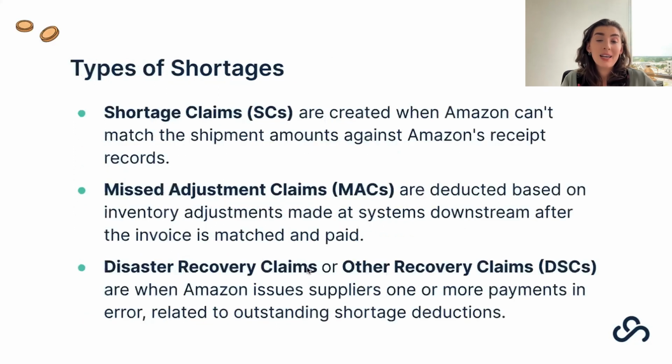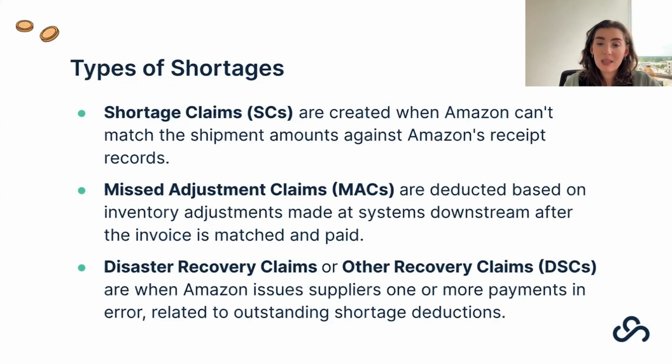All right, so with Amazon, there's lots of buckets, and within those buckets, there's even more. We talked about shortages at a high level, and then we talked about the timing aspect, potential versus remaining. And here are some of the types of shortages that you might see at Amazon. The top one is just the basic shortage claims. That's created when Amazon can't match the shipment amounts to the receipt that they have. That's the one you're seeing the most.